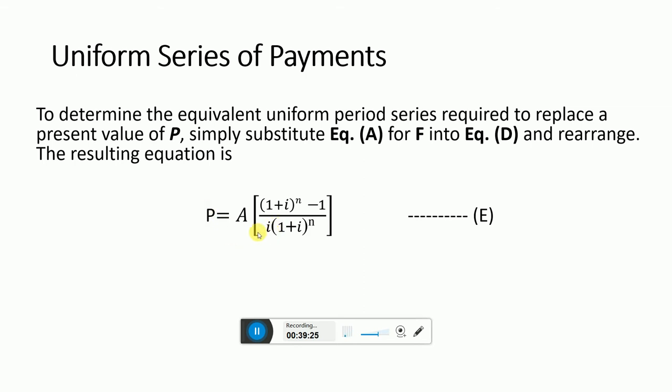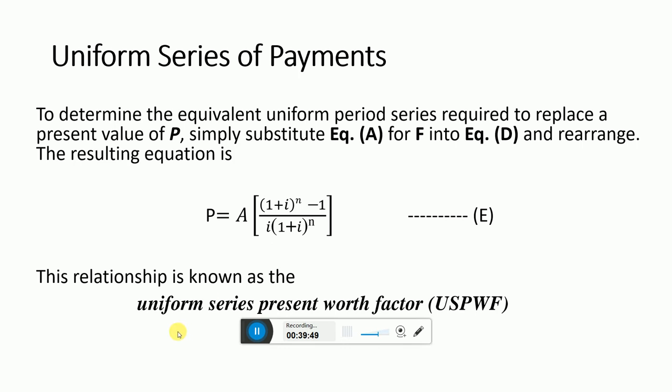So we have introduced a new factor A, so we can play with P, A, F, and find out whichever value we need. This relationship is known as the uniform series present worth factor, or USPWF.